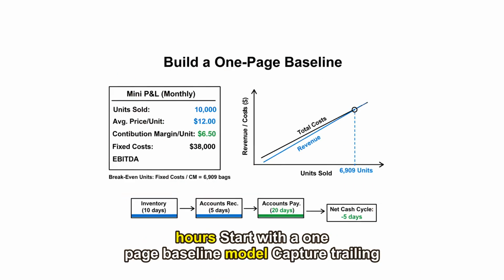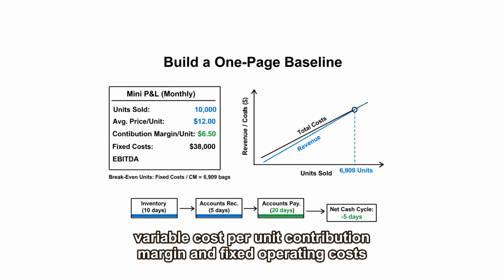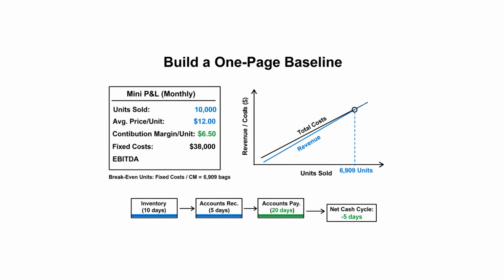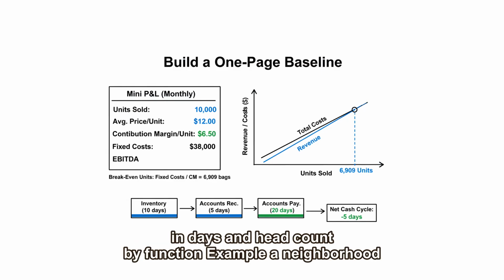Start with a 1-page baseline model. Capture trailing 12 months for a typical month: units sold, average price, variable cost per unit, contribution margin, and fixed operating costs. Add 3 lines underneath: break-even units, operating cash cycle in days, and headcount by function.